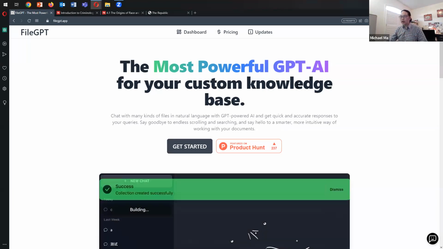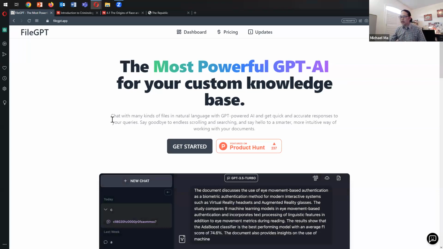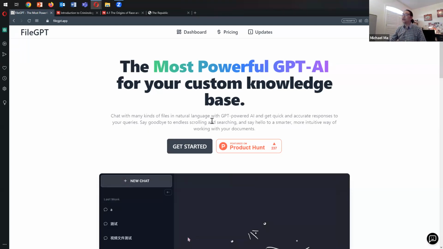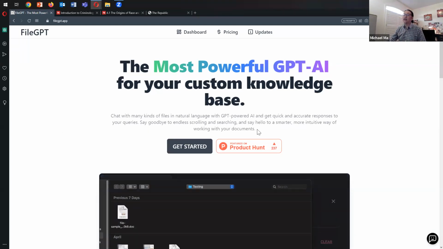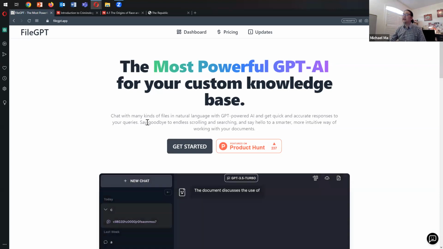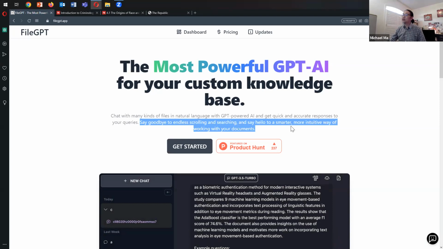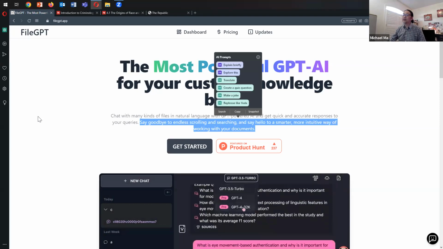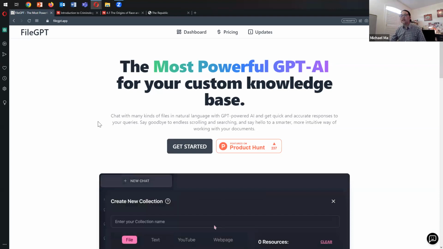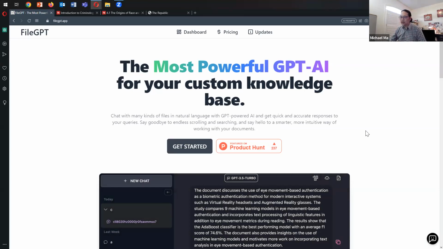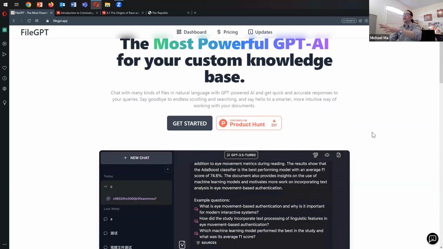It says it's the most powerful GPT AI for your custom knowledge base. That's a strong claim. It says it could chat with many types of different files and get accurate responses. Oh, I like this part. Say goodbye to endless scrolling and searching and say hello to a smarter, more intuitive way of working with your documents. Yeah, and I do believe that it is a smarter way to work with your documents in the context of, if you will, generative AI. It is, yes.